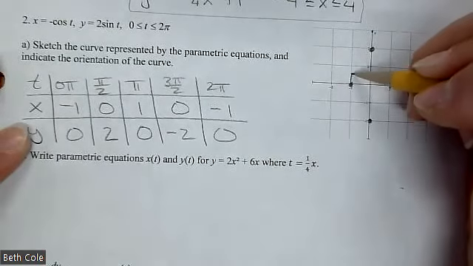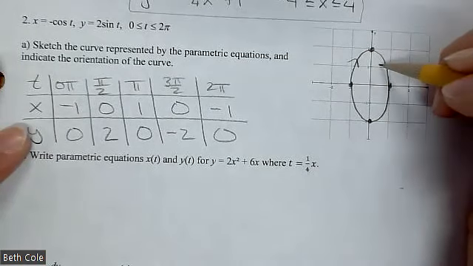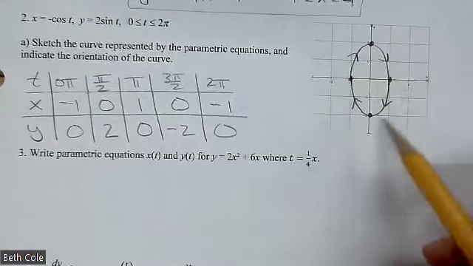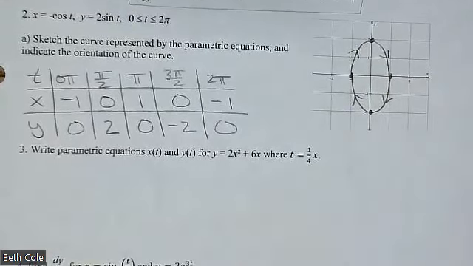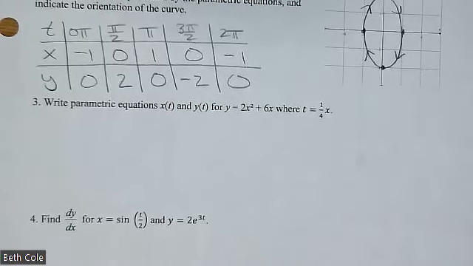So did you get like an oval? Yeah. It's technically called an ellipse, and going around clockwise. You didn't have to eliminate the parameter for that one because that would involve like arc trig, and I didn't want you to have to do that.